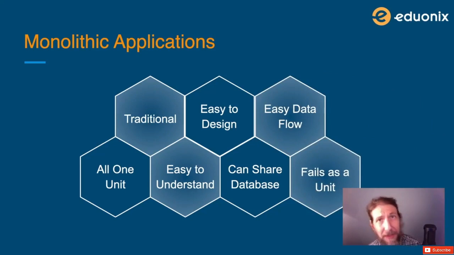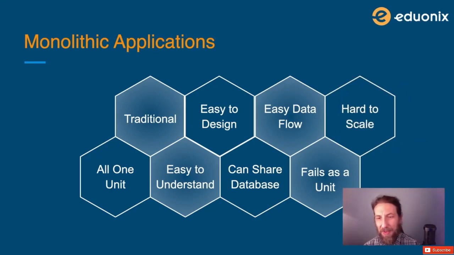But a monolithic application fails. It fails completely. So failure of a part brings down the whole. And they can be difficult to scale because you just have to throw more processor power and more memory at the problem instead of being able to break it into parallel pieces.